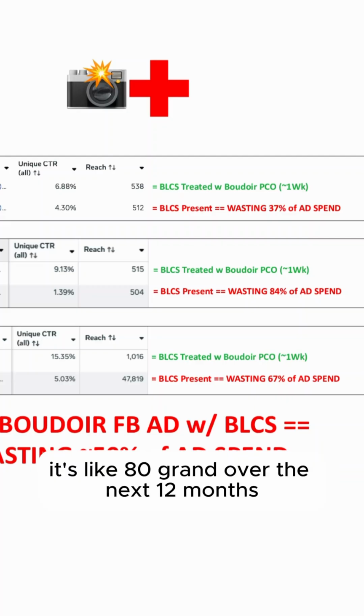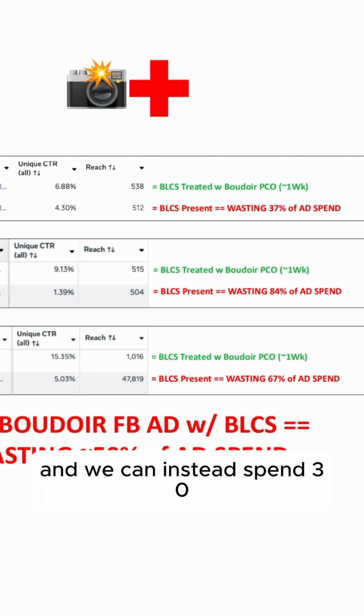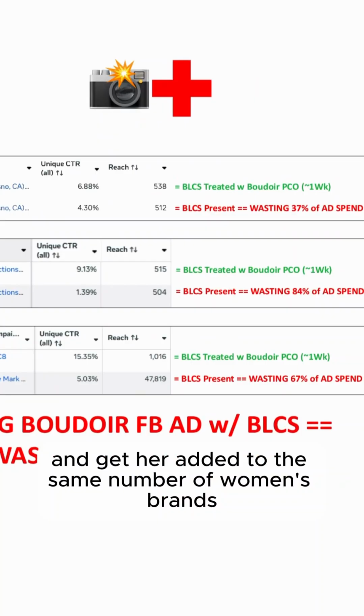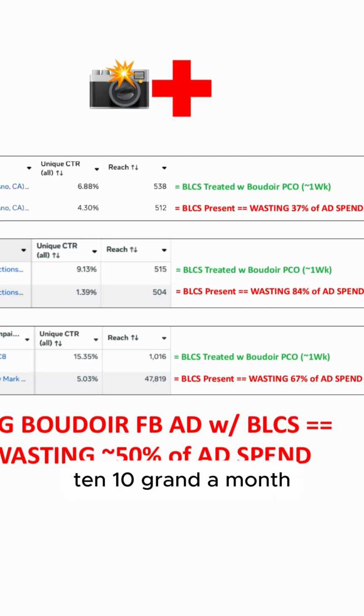It's like 80 grand over the next 12 months. It's kind of like a phantom bonus. And we can instead spend 3,300 bucks a month on the Boudoir Pico treated ad and get our ad into the same number of women's feeds at 3,300 bucks a month compared to the original at 10 grand a month.